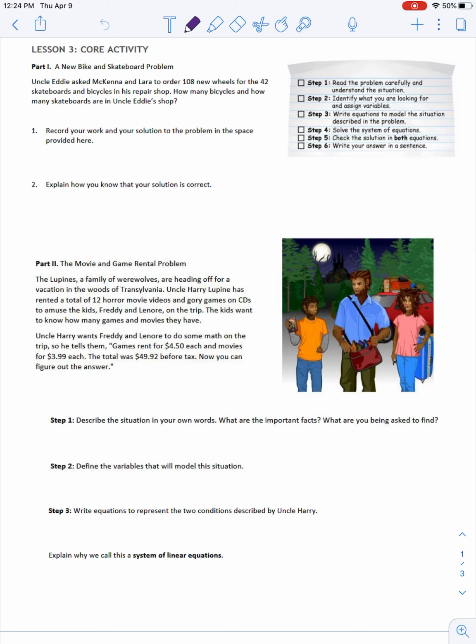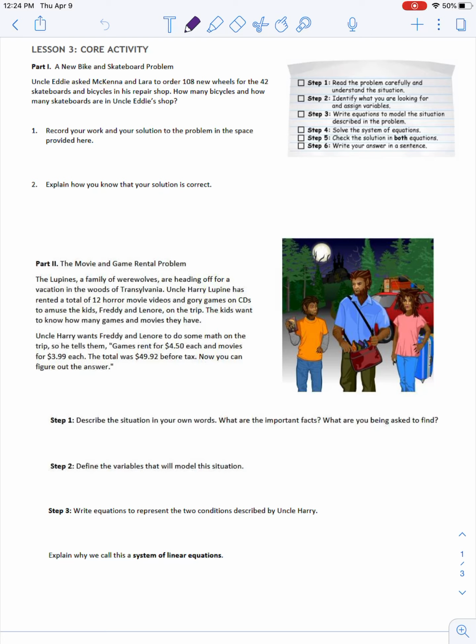Uncle Eddie asked McKenna and Lara to order 108 new wheels for the 42 skateboards and bicycles in his repair shop. How many bicycles and how many skateboards are in Uncle Eddie's shop? Okay, so record your work and your solution to the problem in the space provided here.